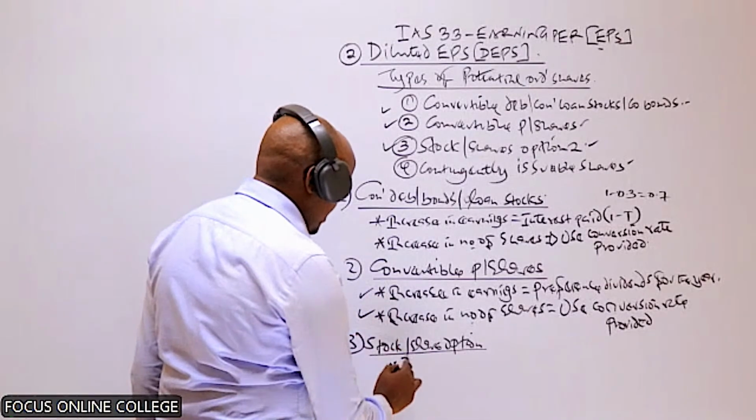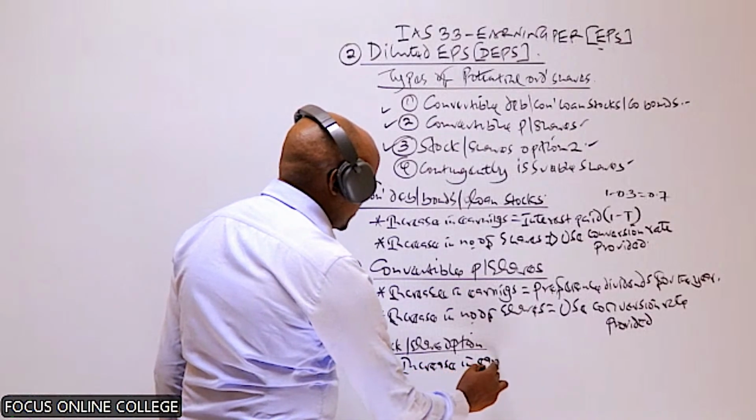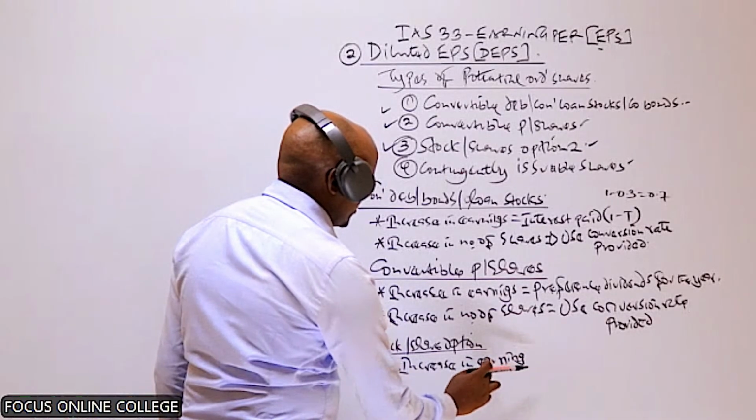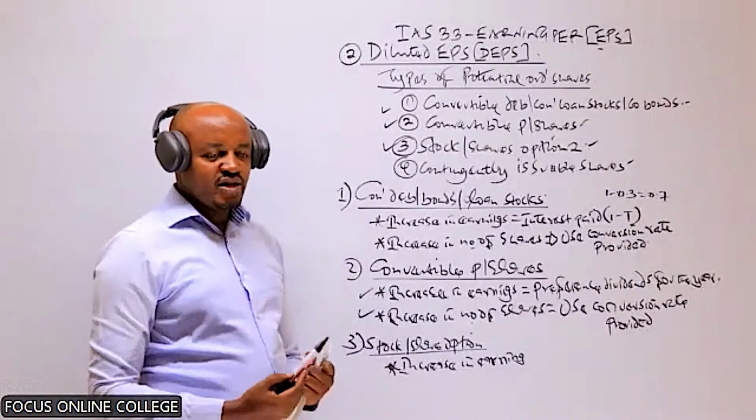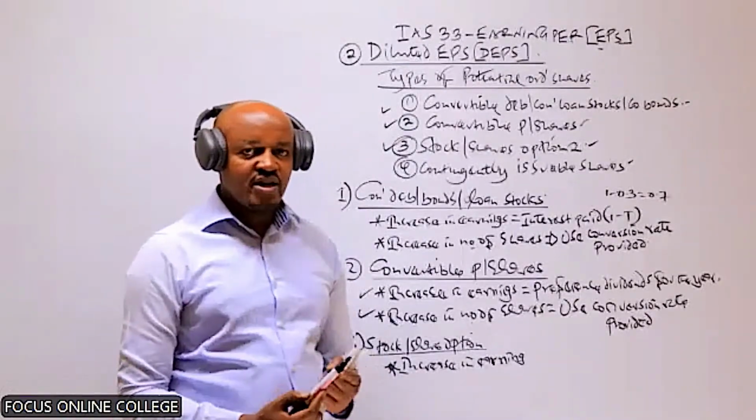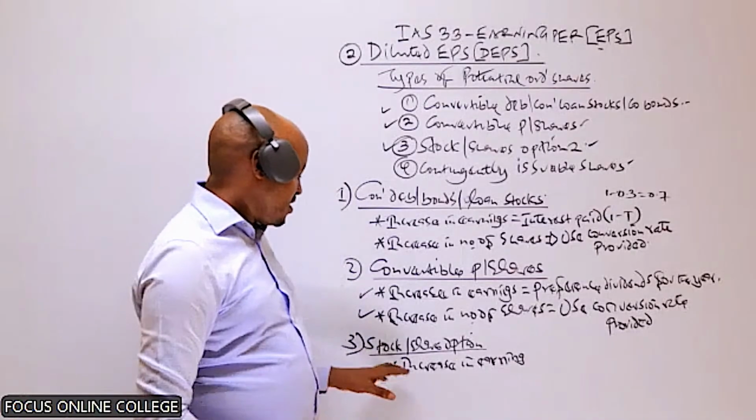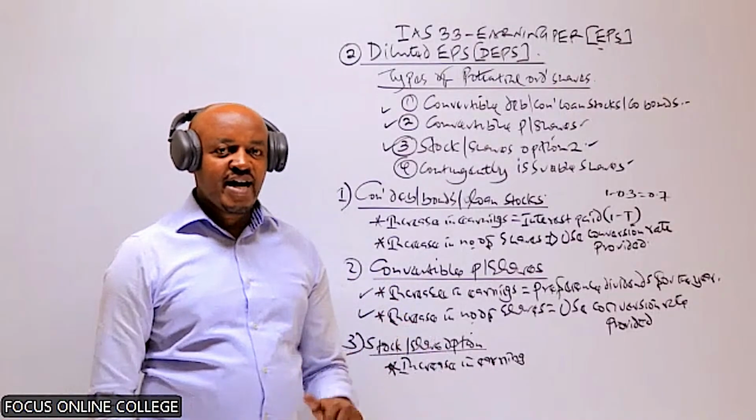So in this case, we need to compute these two items: increase in earnings. Remember, we have said the increase in earnings refers to the increase in PATOS, the profit attributable to the ordinary shareholders, assuming these share or stock options were exercised during the current year.